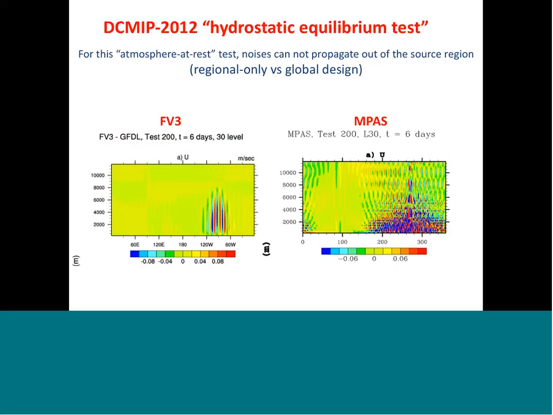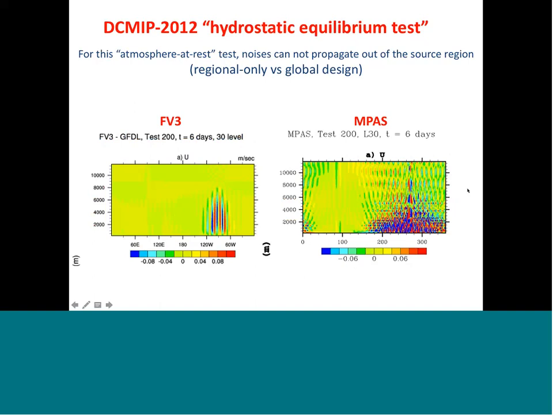What we call the hydrostatic equilibrium test is basically to initialize a global model with very rough terrain and no wind. So any wind produced is error, and it doesn't propagate because the mean wind is zero. In the case of MPAS, you see the noise keeps accumulating. In FV3, it stays this way, which is very reasonable because there's some error associated with it. This is exactly reflecting the shape of the mountain, but it does not produce all kinds of strange noise here.